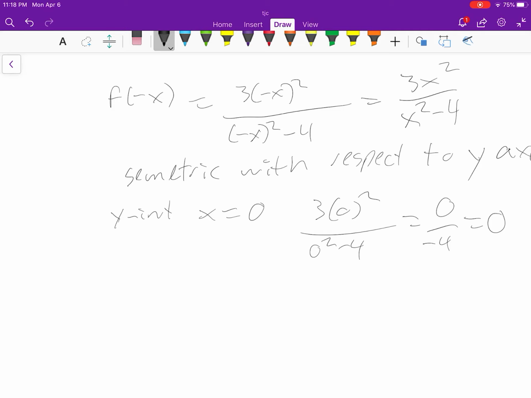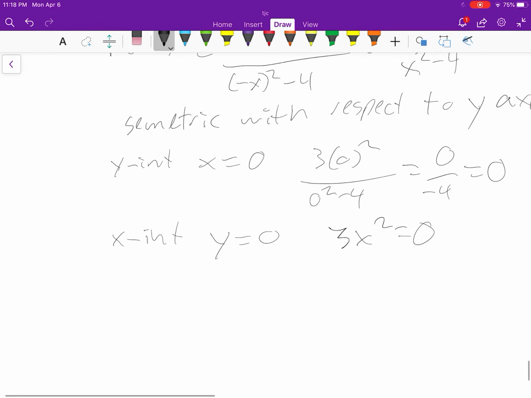Now, could you have more? Yes, we could have more x-intercepts. So an x-intercept is when y equals 0. Well, here, you just check the top. When does the numerator equal 0? When does 3x squared equal 0? It only equals 0 at 0. So we got them all. We have one intercept, and it's going through the origin. Or the x and y intercepts are at the origin, okay? So that's that step. We found all the intercepts.